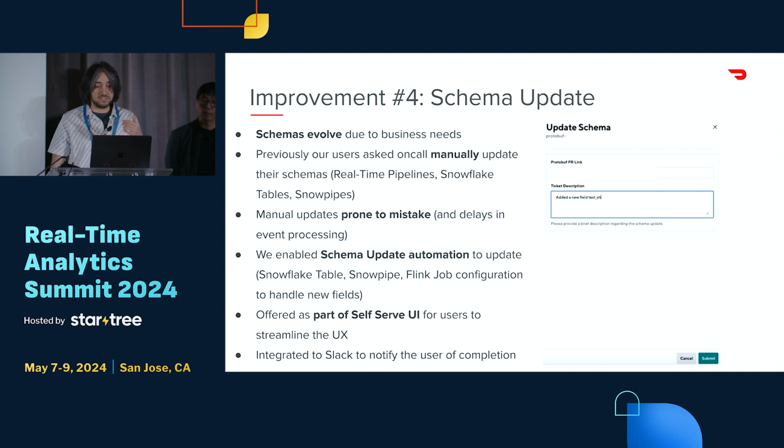And then what we did essentially is, within the same UI that we have built for onboarding, we enabled a schema update where users can come in and just fill out the form, and then press the submit button, and after that, this does the whole set of steps that we used to do, but in an automated manner, and handles the error cases very gracefully. This is also tied to Slack. So when the update is finished, we let the user know so that they can see their table has the new fields that they're looking for.